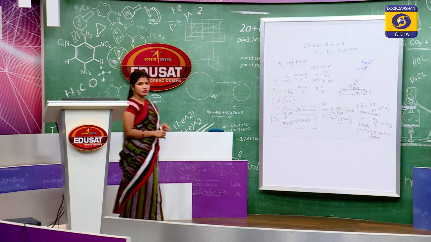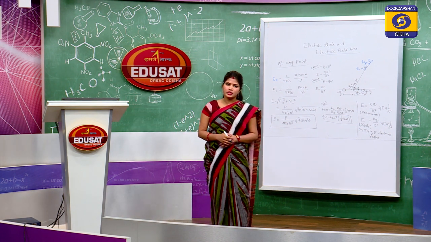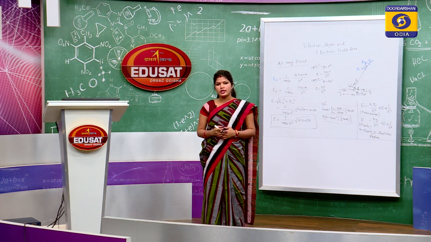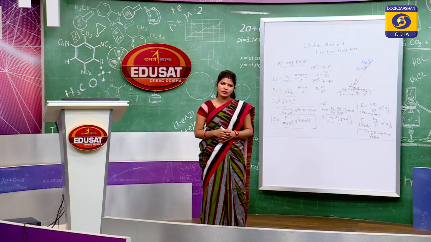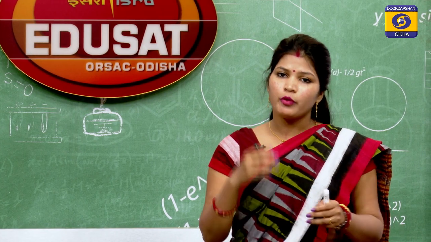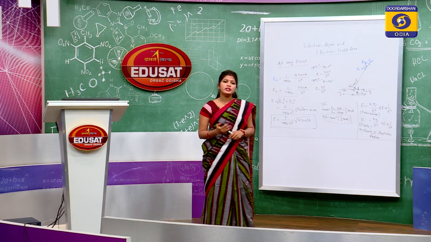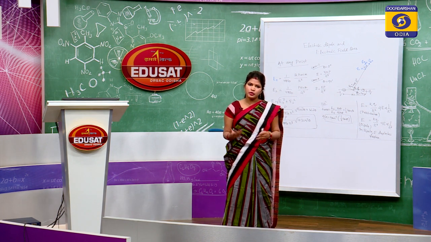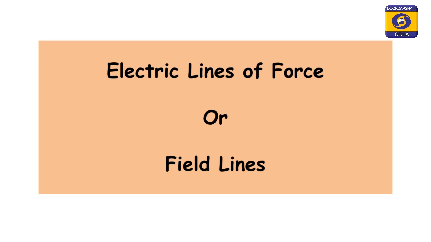So, we have already discussed electric dipole, and in the next lecture we will see what is the geometrical or graphical representation of electric field, and that is electric field lines, okay. How will we know where the electric field is stronger, where the electric field is weaker, whether the electric field is uniform or non-uniform, and what is the direction of the electric field, etc. And today we will discuss the geometrical or graphical representation of electric field, that is electric field lines or lines of force.